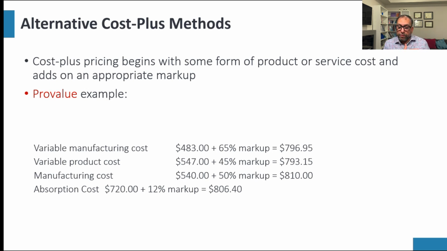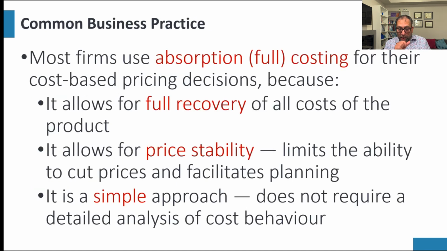So these are different ways that we take a base. The base can be the variable manufacturing cost, the variable product cost, the total manufacturing cost, or the absorption cost. So anything can be a base, and we have a certain percentage on top of that.